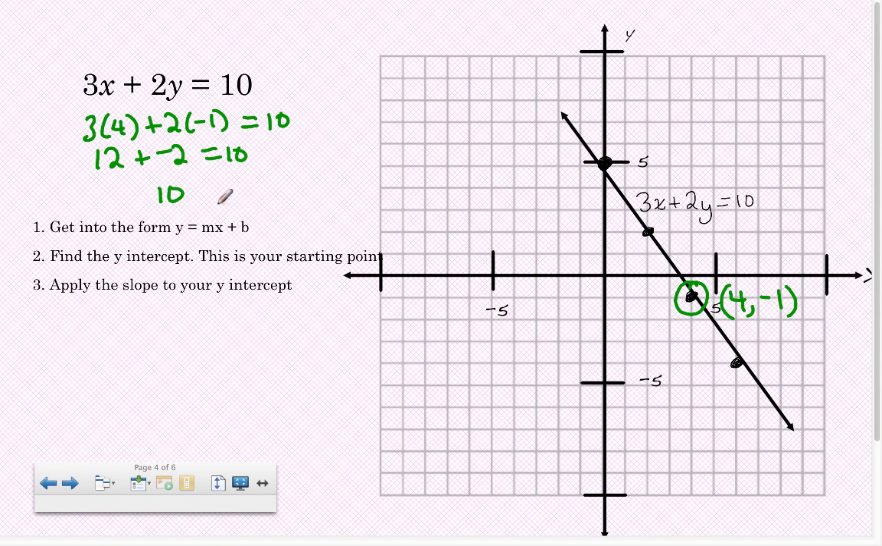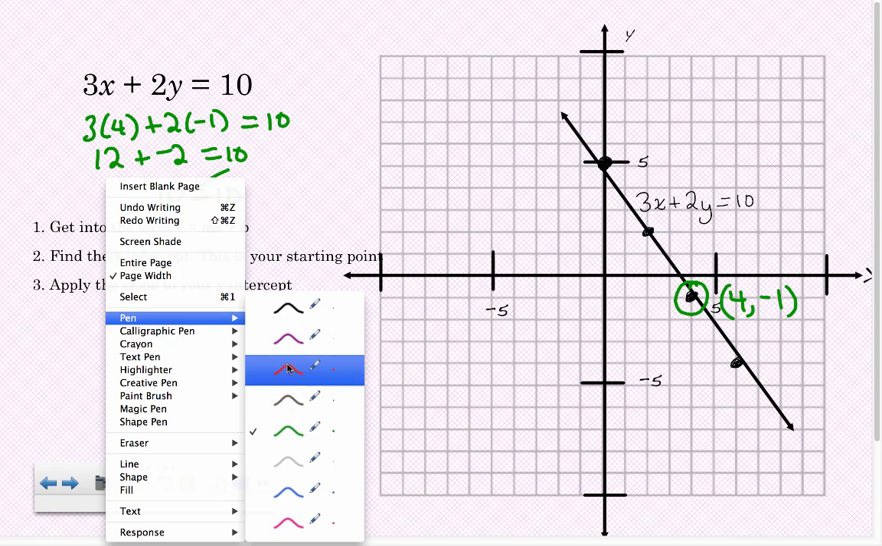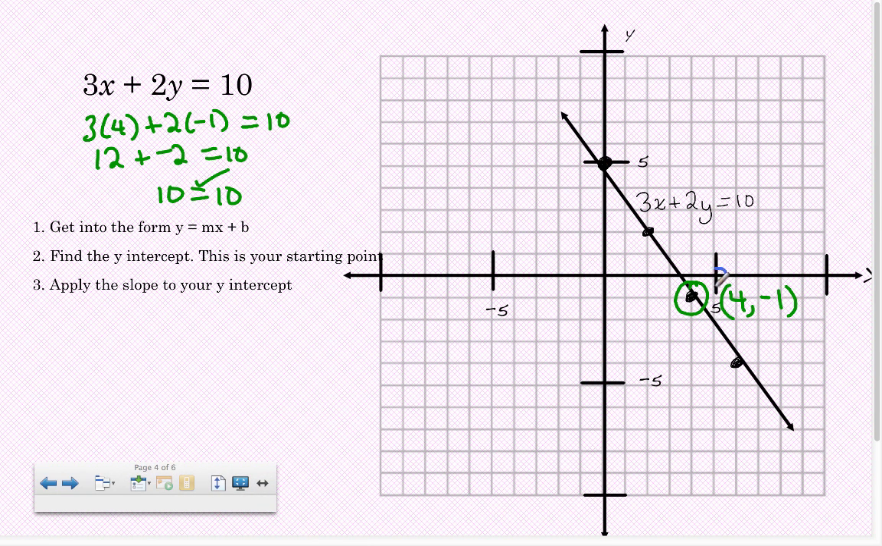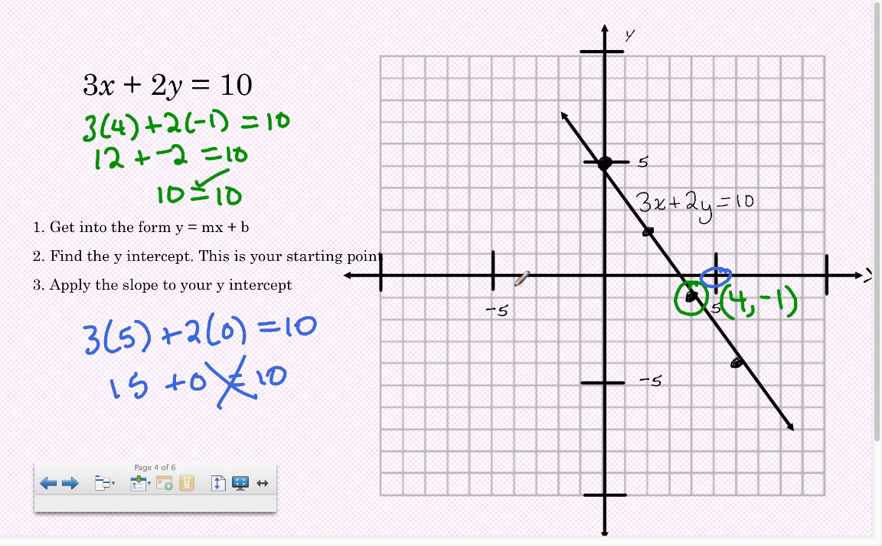Yep, 10 equals 10. See, if I picked any point that's not on the line, it's obviously not going to work. So if I pick the point 5, 0. Put 5 in for x, 0 in for y. 15 plus 0 get me 10? Nope. So that's why I was big about shading. Shading tells the truth, and by drawing this line, you're shading in all the points that work in this equation.